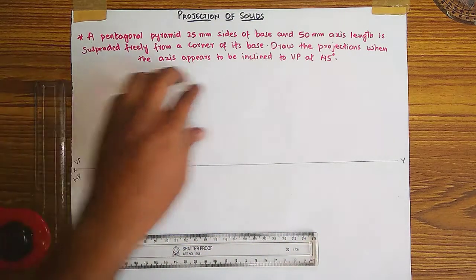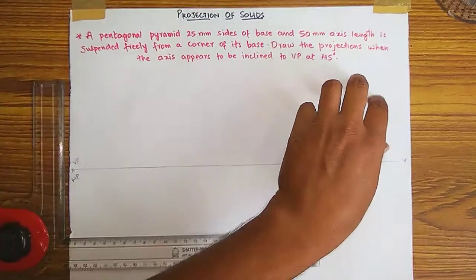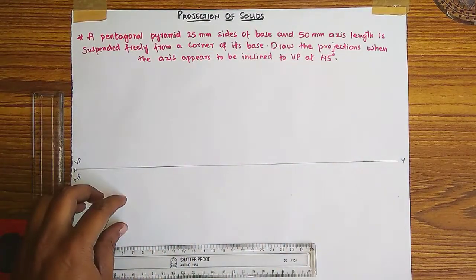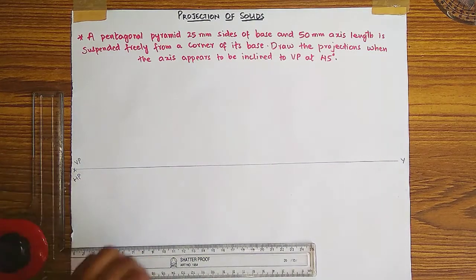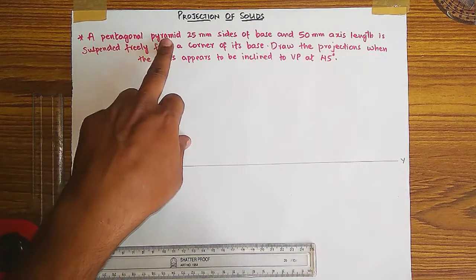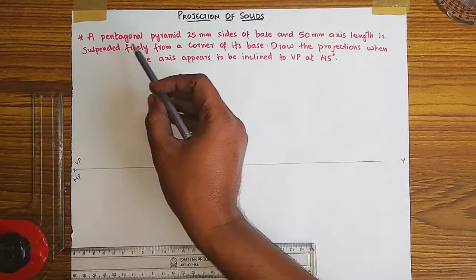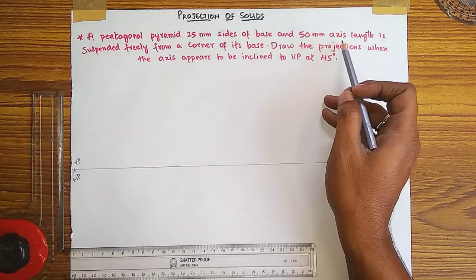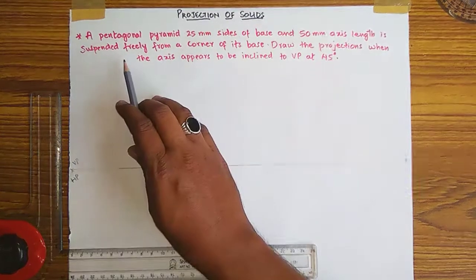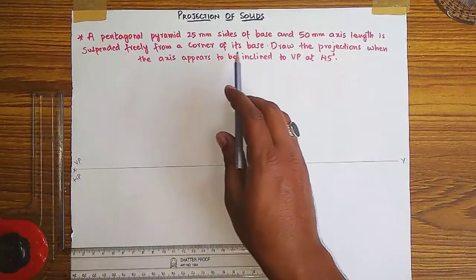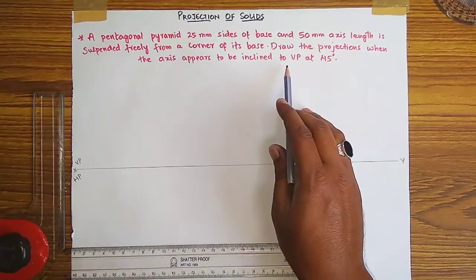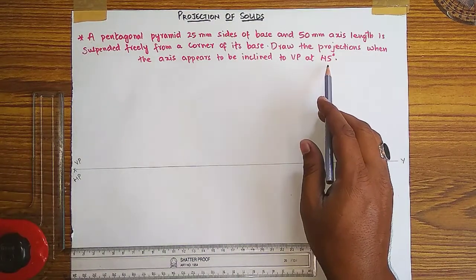On the vertical plane all front views will be drawn, and on the horizontal plane you will draw top views. In the question, a pentagonal pyramid, 25 mm sides of base and 50 mm axis length, is suspended freely from a corner of its base. Draw the projection when the axis appears to be inclined to VP at 45 degrees.